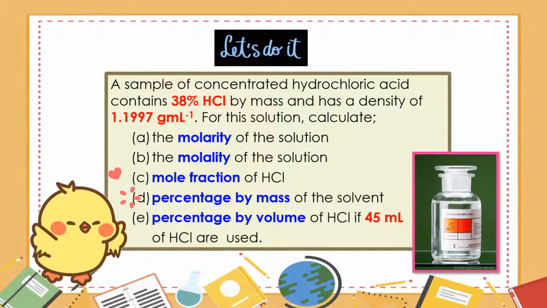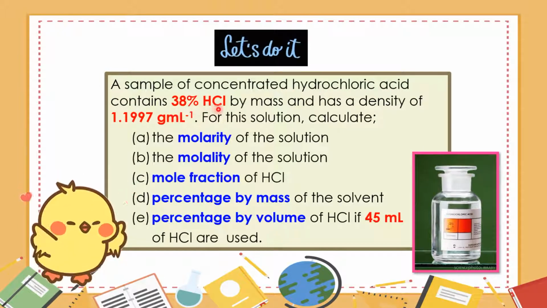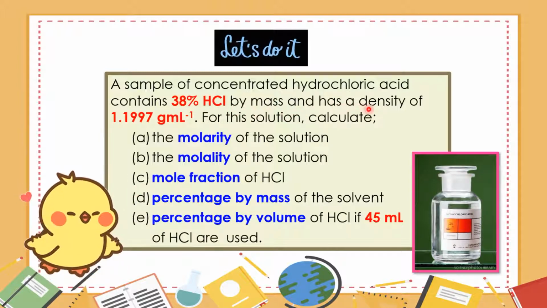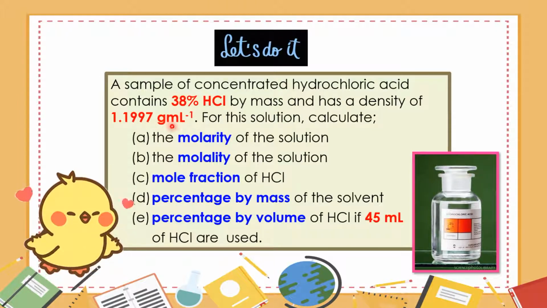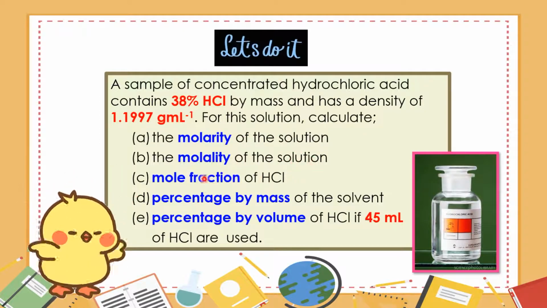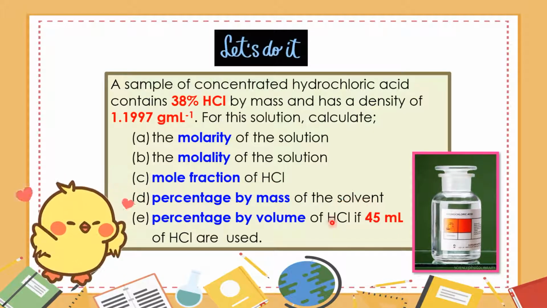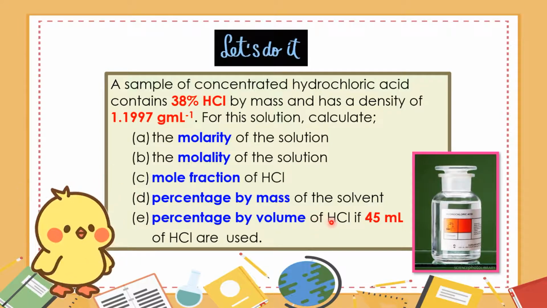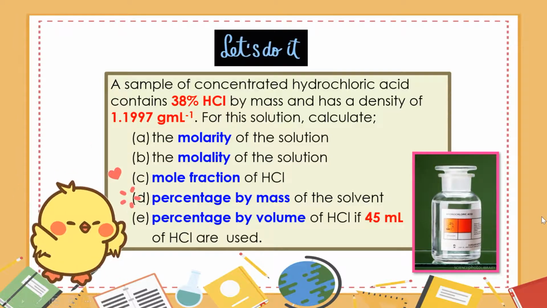Let us try this question together. A sample of concentrated hydrochloric acid contains 38% HCl by mass and has a density of 1.1997 gram per ml. For this solution, calculate the molarity of the solution, the molality of the solution, the mole fraction of HCl, the percentage by mass of the solvent, and the percentage by volume of HCl if 45 ml of HCl are used.